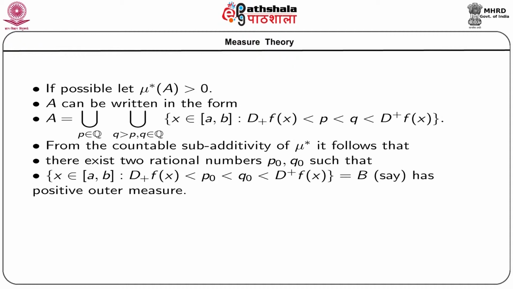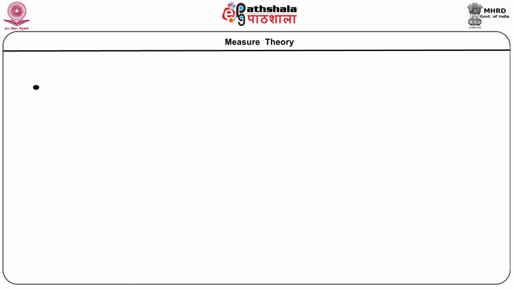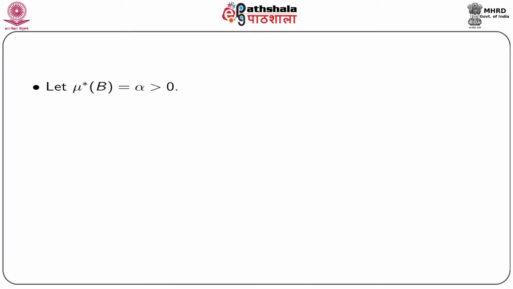As mu star A is strictly greater than 0, this shows that the sum of the series on the right hand side should be greater than 0, and consequently we have this particular observation that for two rational numbers p0, q0, the set capital B so constructed must have positive outer measure. So, suppose that mu star B is equal to alpha, which is greater than 0.